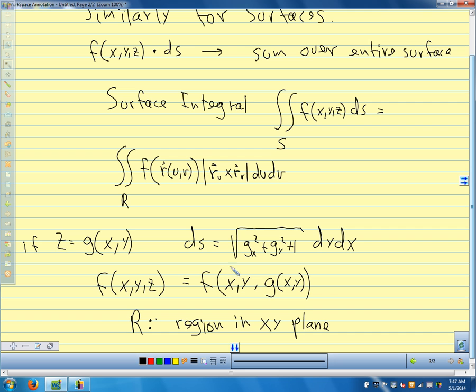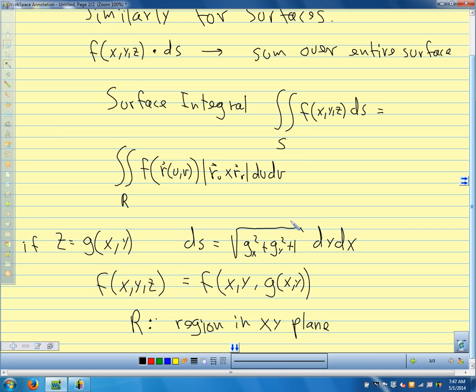So for the most part, we're going to be working with functions. Z is some function of x and y. This would be our dS, our little piece of area, and we represent f of x, y, z. We just have to substitute whatever our function is for z in for our z in the function.